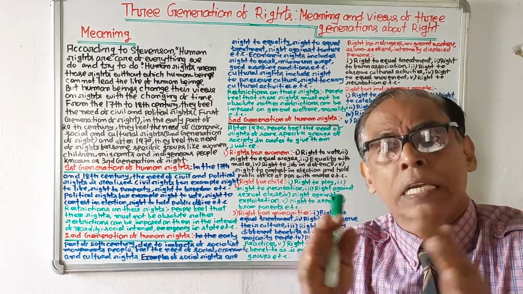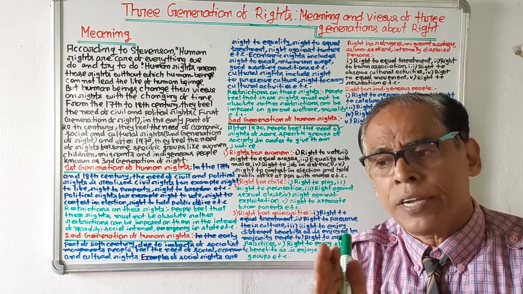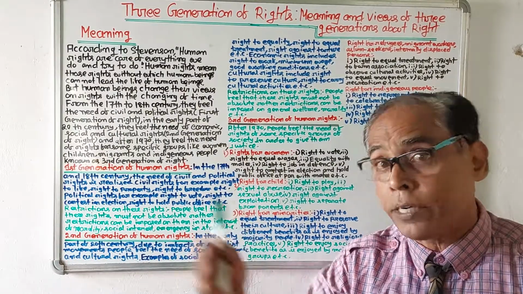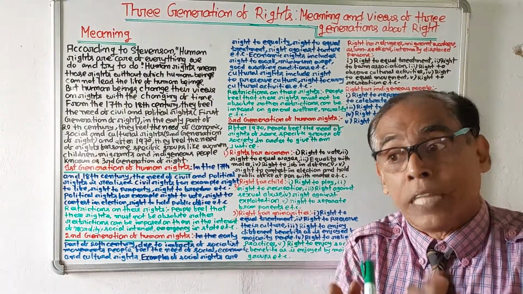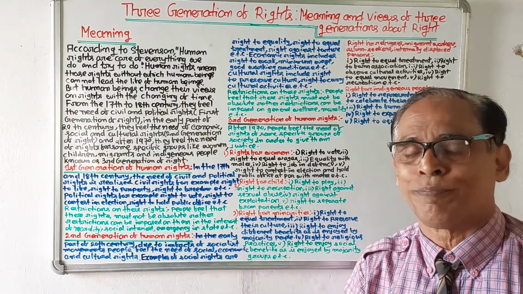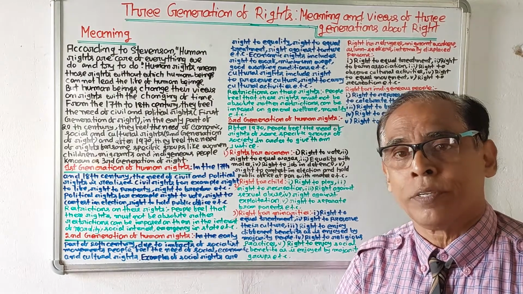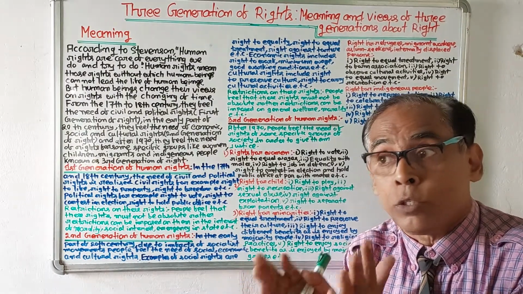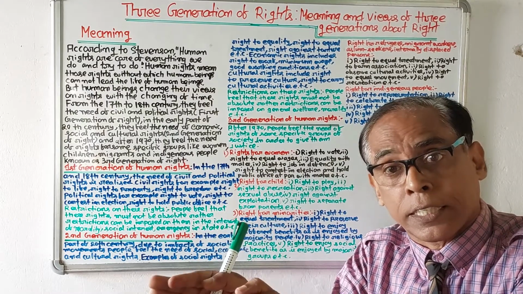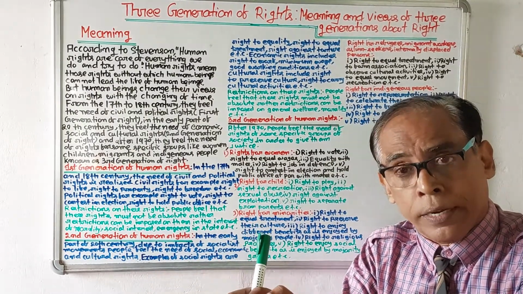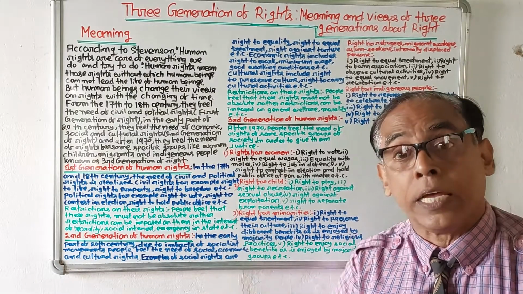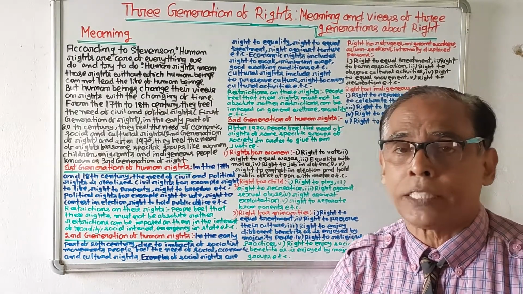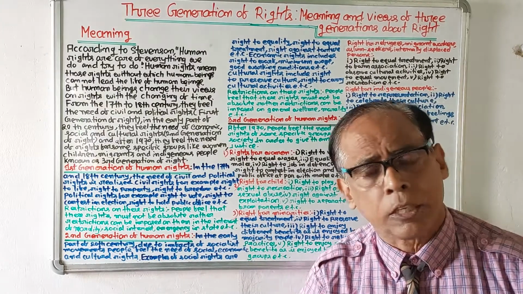So, three generations of rights means in the 17th and 18th century, people gave priority to civil and political rights. In the early part of the 20th century, they gave priority to social, economic and cultural rights. It is second generation rights. And after 1970, they gave priority to rights of some specific persons like women, children, migrants, asylum seekers, indigenous people, etc. This is known as the third generation rights. So we are clear what is three generations of rights.